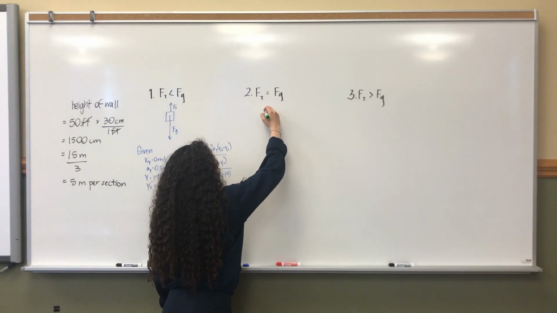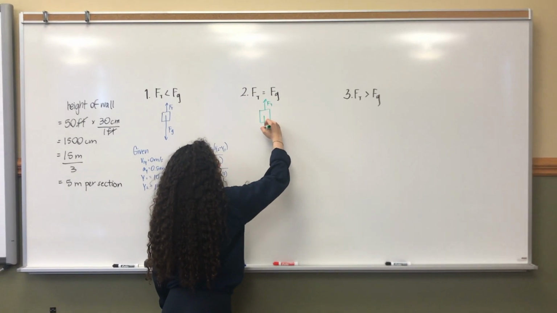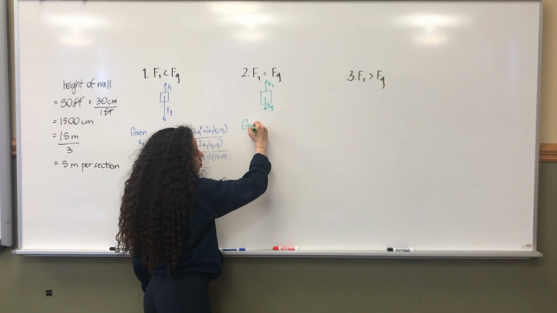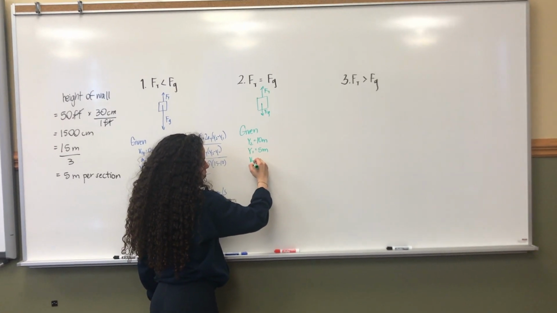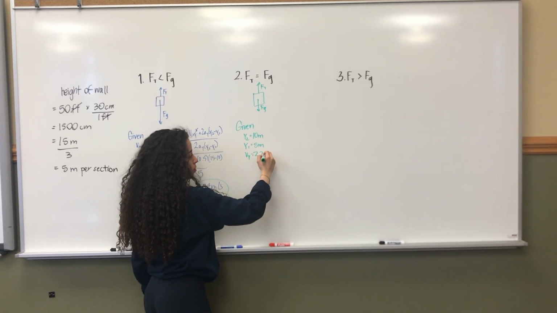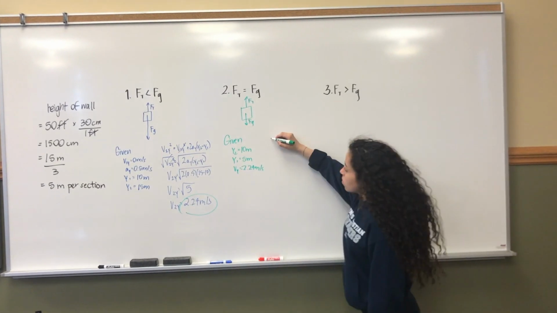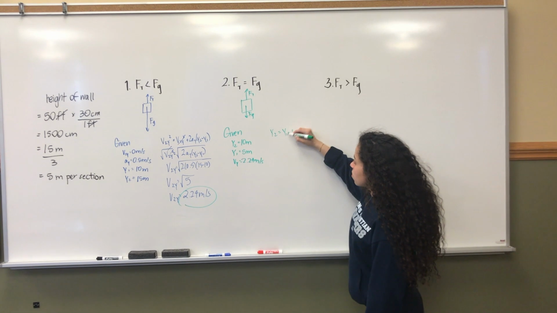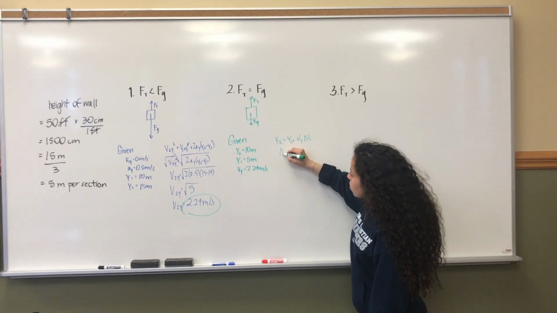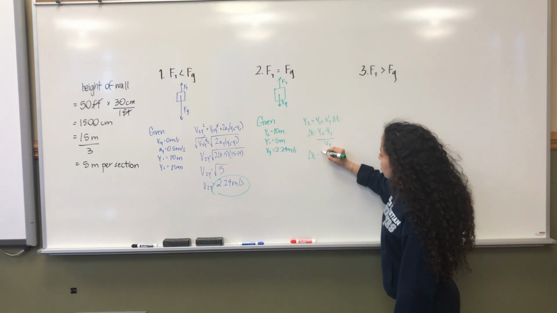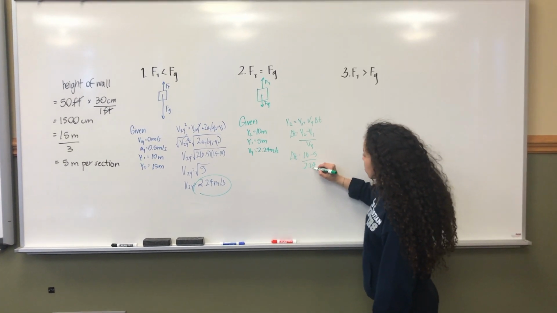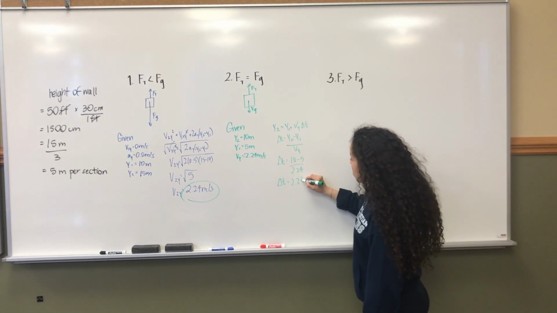The second situation has a tension force that is equal to the force of gravity. Therefore, the climber is being belayed down at a constant speed. Here, we are going to use the final velocity from the last scenario as our initial velocity. We are going to be going from 10 meters to 5 meters, and we are solving for the time that it takes. We come to a final answer of 2.23 seconds.